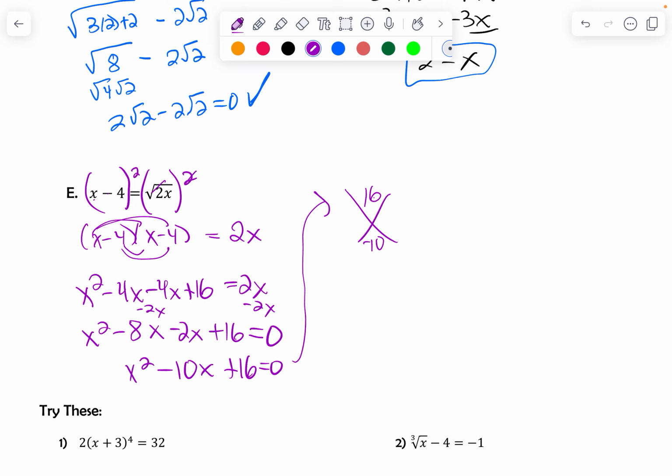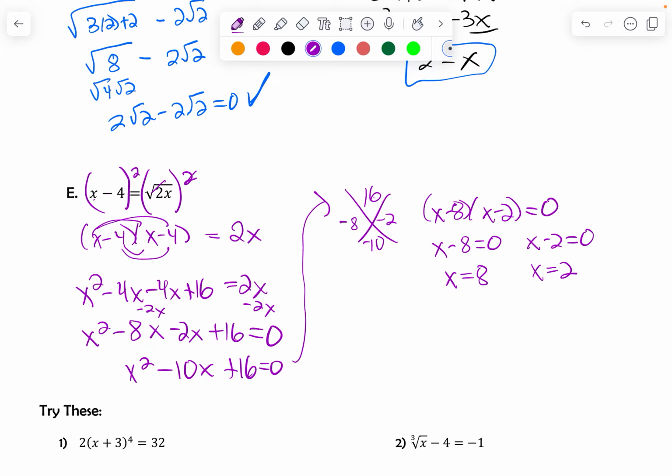What multiplies to 16 and adds to negative 10? That would be negative 2 and negative 8. So we get (x - 8)(x - 2) = 0. Now, using the zero product property, we can set each factor equal to 0. When I solve that, I get x = 8, and over here I get x = 2.